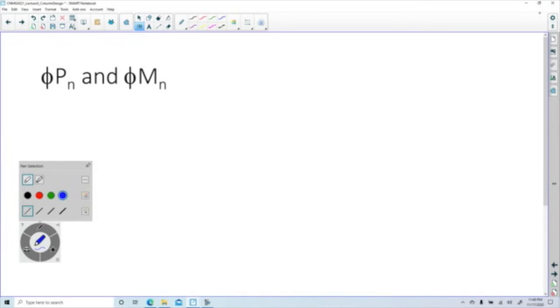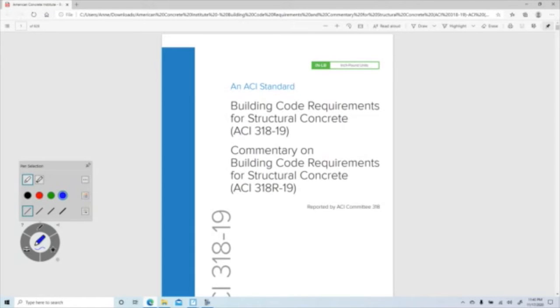So phi, how do we add in phi? Well, let's see. We'll go to our handy dandy ACI 318. Our phi factors on page 391. What do they say?